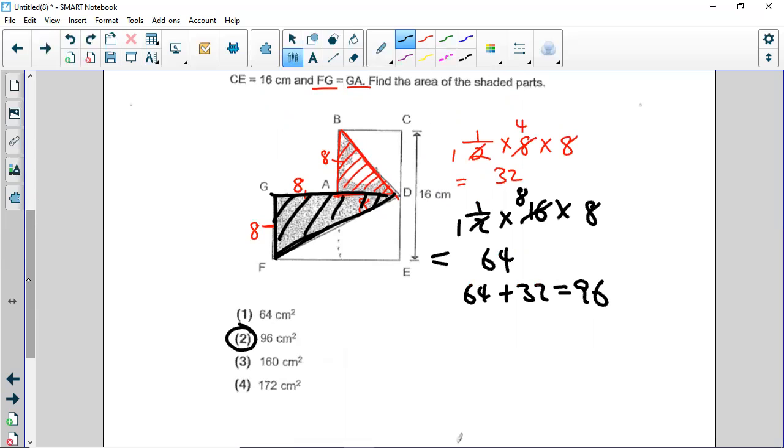Okay, so for this question, you have to know how to find the height and the base, all right? And they are always at a right angle. Height and the base are always at a right angle. Just look for 2 lines that are at a right angle to each other, and you should be able to find the base and the height easily.